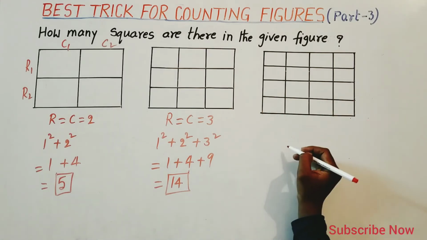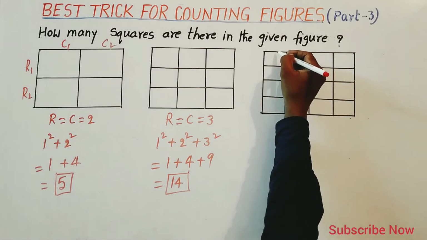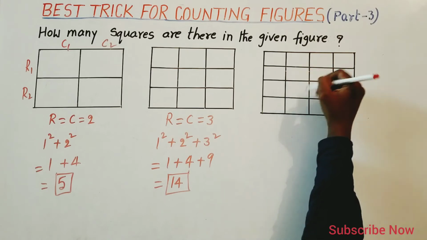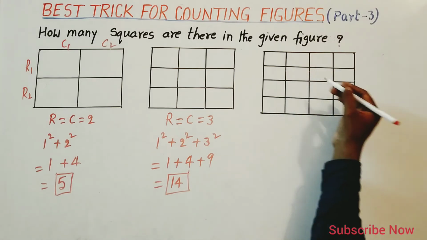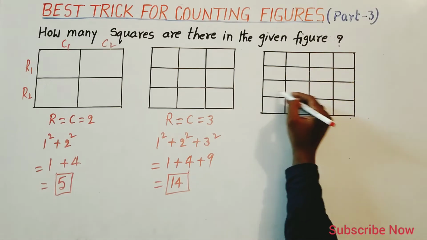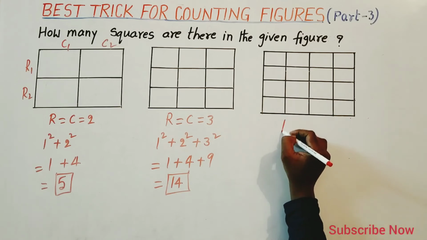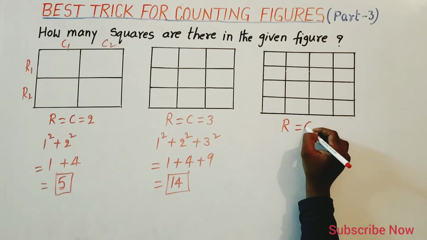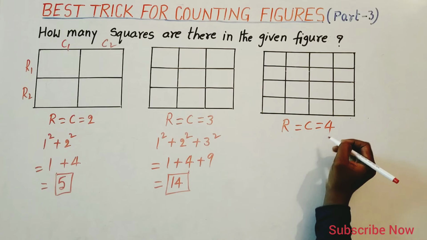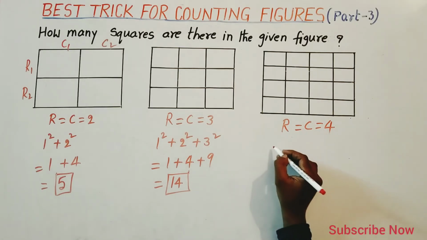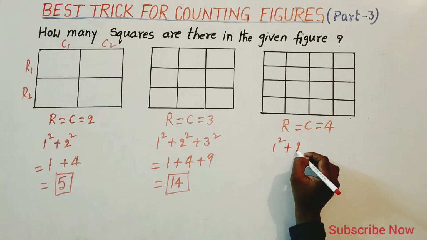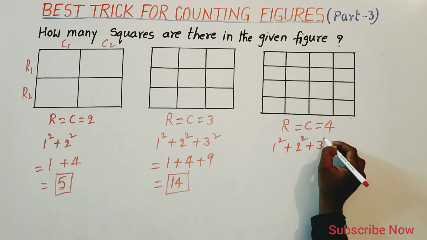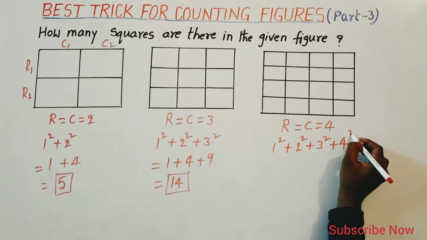Now you see this one. Here also 1, 2, 3, 4 columns are there. 1, 2, 3, 4 rows are there. Therefore number of rows is equal to number of columns is equal to 4. So you write 1 square plus 2 square plus 3 square plus 4 square.